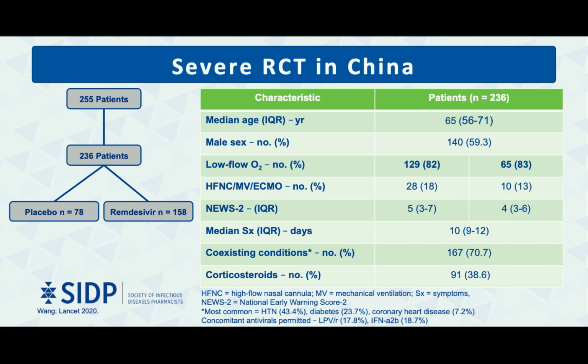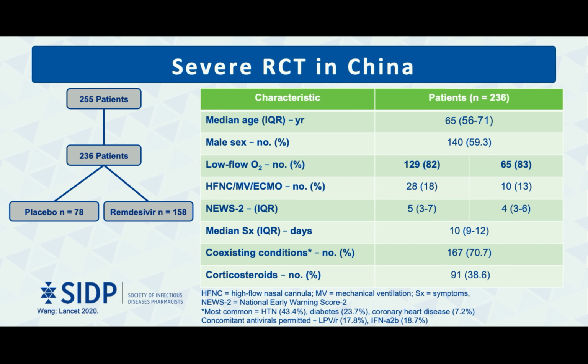So the median age for patients was 65 years, with an interquartile range of 56 to 71. Patients were predominantly male, making up around 60% of the sample, and the majority of oxygen requirements at baseline was comprised of low-flow nasal cannula, making up around 80% of the sample.